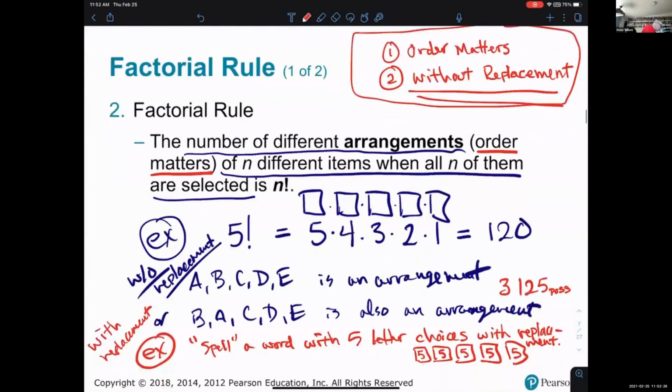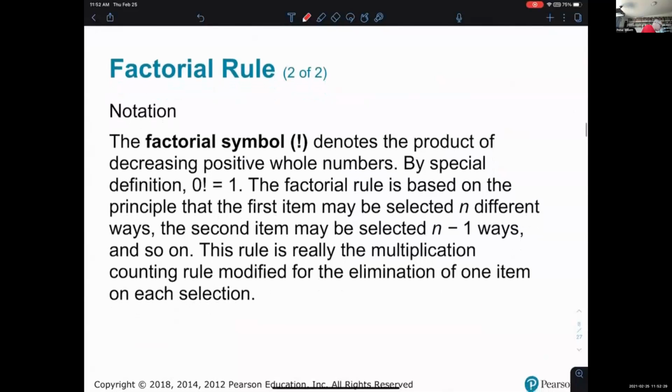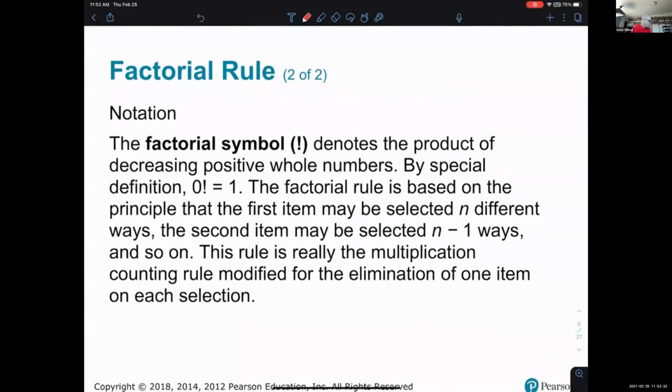So they give this paragraph, which I think was less helpful than looking at examples, but let's take a look. The factorial symbol denotes the product of decreasing positive whole numbers. So they're describing what the formula does. By special definition, 0 factorial equals 1. This factorial expression is going to be used in formulas coming up. And so when you're using a formula that ends up with a factorial, it is sometimes possible that you get a 0 factorial. And so they are defining 0 factorial to be equal to 1 when that happens. And that's how the mathematics makes sense.